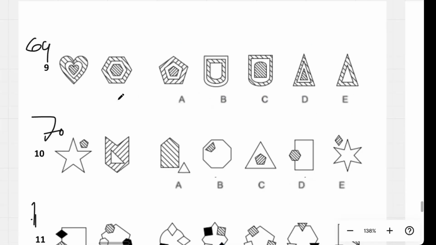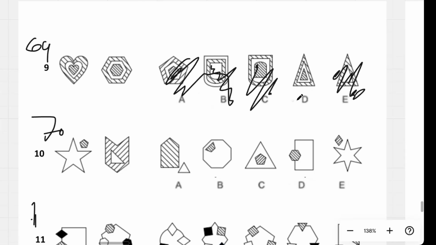Let's see what's happening for 69. The stripes are always going the same way, which this one isn't. The inside shape isn't striped, and the inside shape isn't striped either. C, the middle shape is the wrong way around, so we're going to get D.